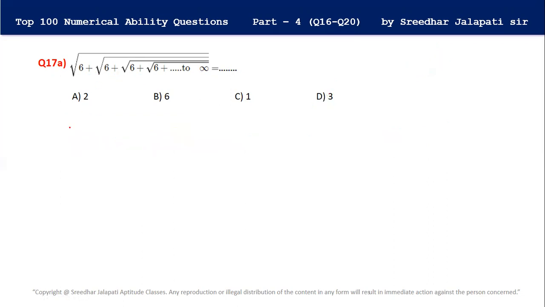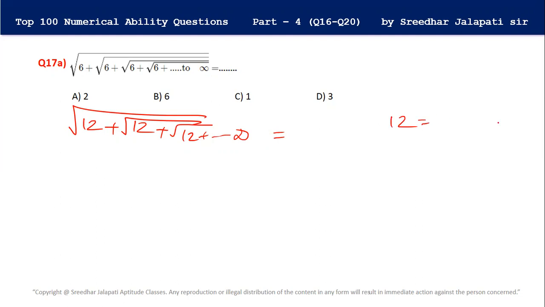For example, if the question is, let's say, root of 12 plus under root of 12 plus under root of 12 so on up to infinite terms. Now 12 you need to write as product of 2 consecutive numbers. Consecutive in the sense 2 next, immediate numbers. So 12 is 4 into 3. As the symbol is plus, so bigger number 4, therefore this answer is 4.